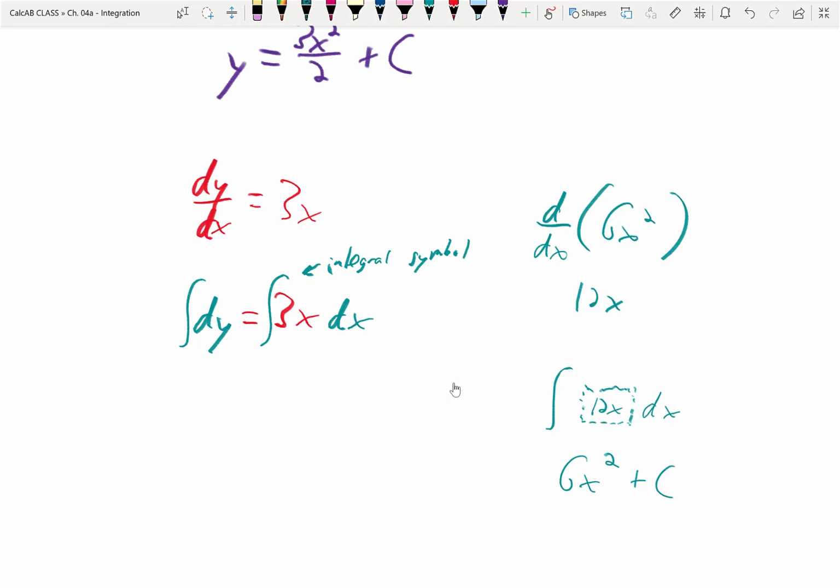Yes? Where do you get that 6x squared? The integral of 12x right here. Oh, is that a different problem? This was like going backwards now. Oh. So the integral of dy would be what?